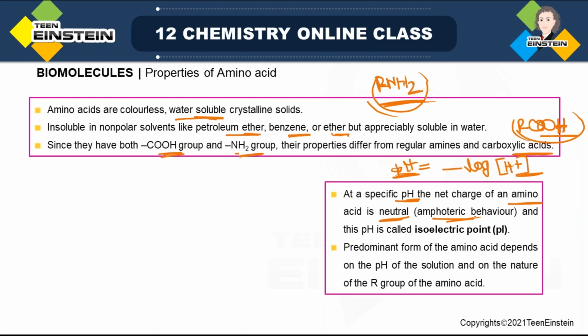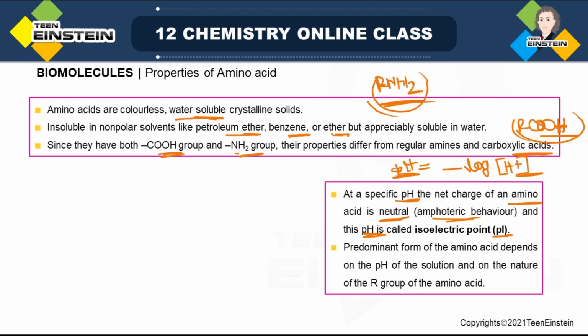Fine. So this particular pH is called the isoelectric point, pI, and don't think that this pH is the same for all the amino acids. That is not possible because the R groups are not the same. So for each amino acid there is a specific, that is a different, value of isoelectric point.